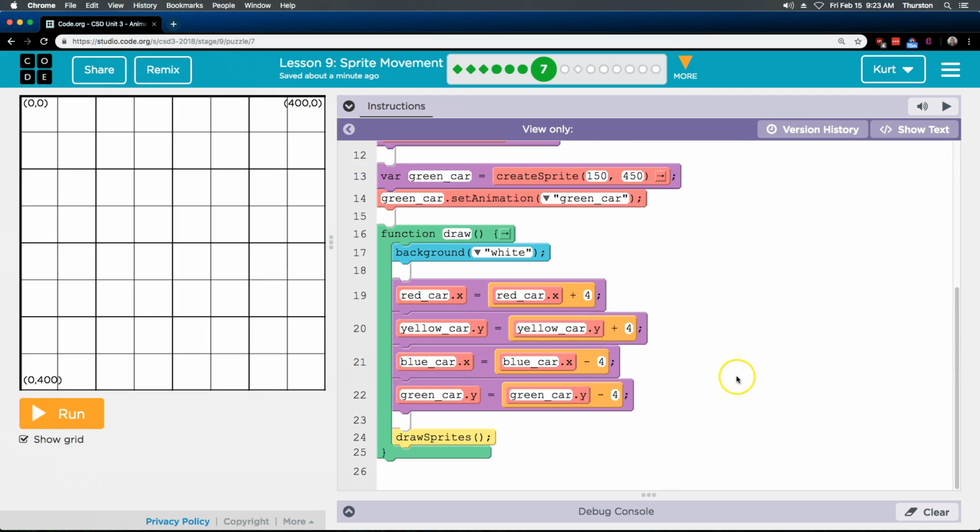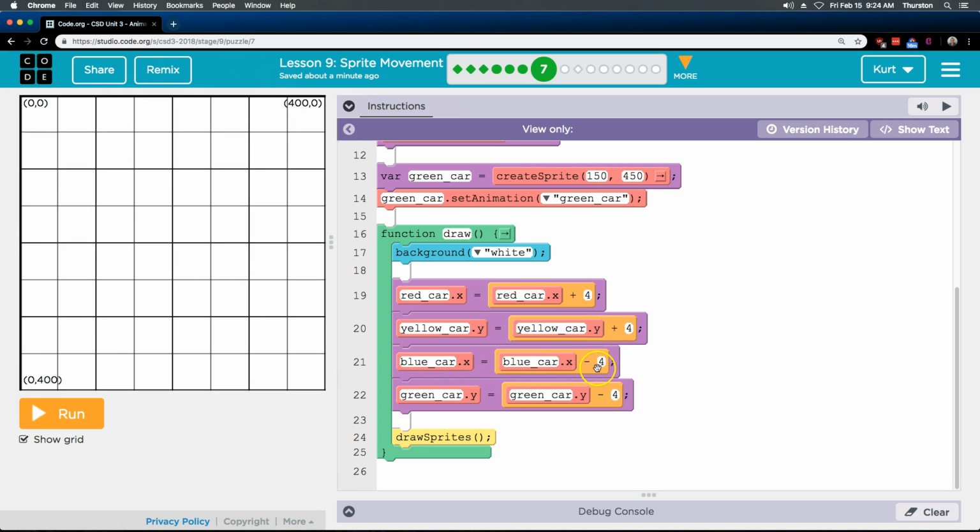Let's look at movement though. In the draw loop, our red car x property is going to equal red car x plus 4. So that would mean if x is increasing, it looks like it's increasing this way. Okay, so the red car should be moving left to right across the screen. The yellow car's y property is going up by 4. Okay, well let's see, is y increasing or decreasing? It's decreasing. So the yellow car is going to go like this, hopefully, across the screen.